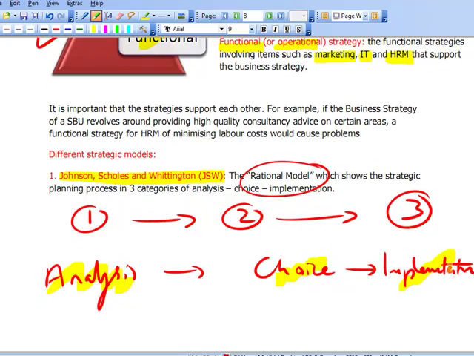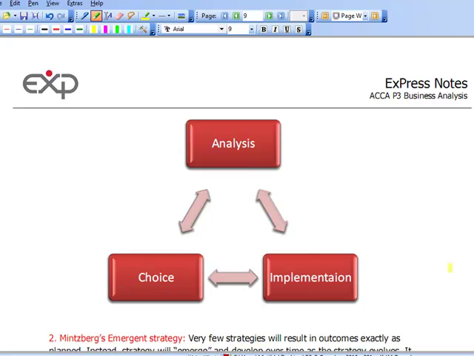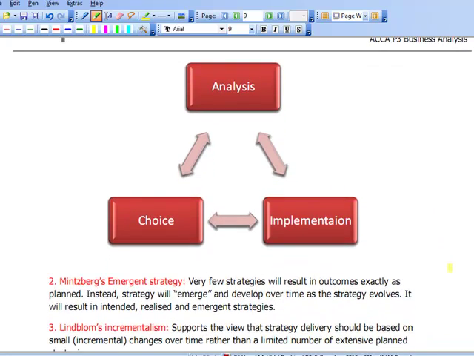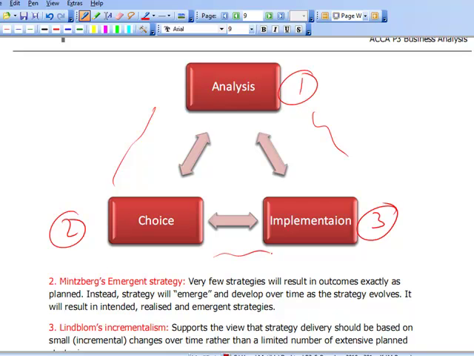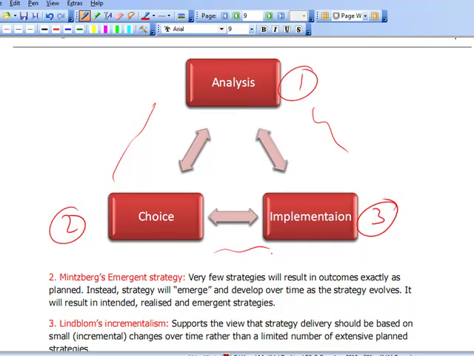Now, that was the rational model. Johnson, Scholes and Whittington, JSW, looked at it in a more modern way. They argued that it was actually more fluid. Although there still are the 3 areas of analysis, choice and implementation, it is not the same as what Ansoff said. Ansoff said it was a very linear approach, where you analyzed, you then made your choice, and then you implemented it. According to JSW, it was more fluid, and the 3 were more interactive with each other. So that's the first strategic model we're going to have a quick look at today in the syllabus, the rational model.